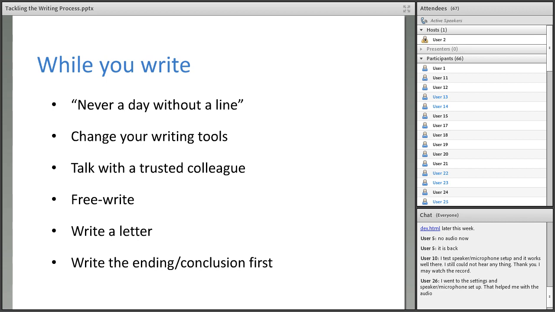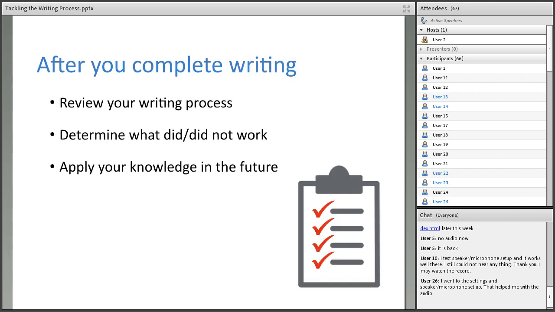Finally, write the ending or conclusion first. Start with what you found and its implications, and then work backward. If you get stuck on writing one section, move to writing a different section.